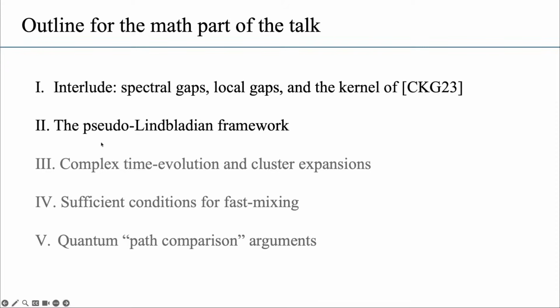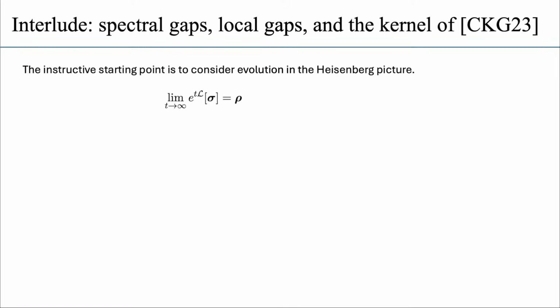Good. So to begin, I wanted to set up with some basic definitions, remind you guys what we're trying to prove, and really try to serve as a bit of a tutorial on some of this type of mathematics. So again, what are we trying to do? We know that this dynamics, starting from an arbitrary initial state sigma, will converge to the Gibbs state rho. So again, the question is, how fast does it do so?